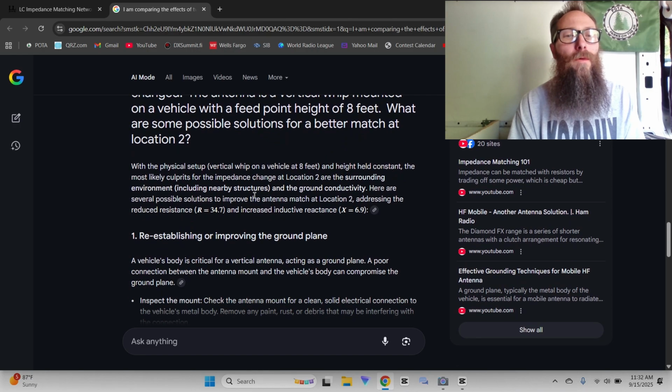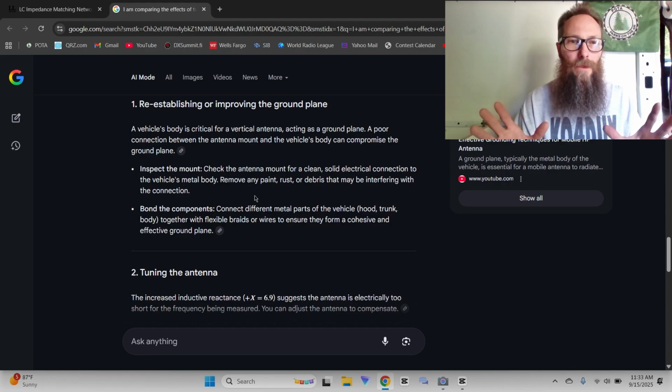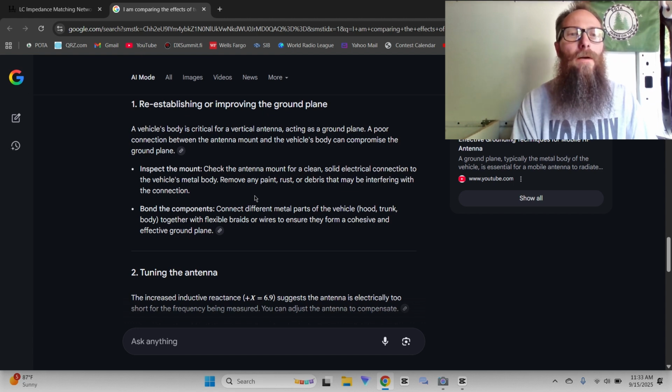Okay, number 1, reestablishing or improving the ground plane. The vehicle's body is critical for a vertical antenna acting as a ground plane. A poor connection between the antenna mount and the vehicle body can compromise the ground plane. So I have checked that. I know that has not changed, but this is just a good thing to make sure you got all your bases covered, because things can change in your setup if you don't check them.